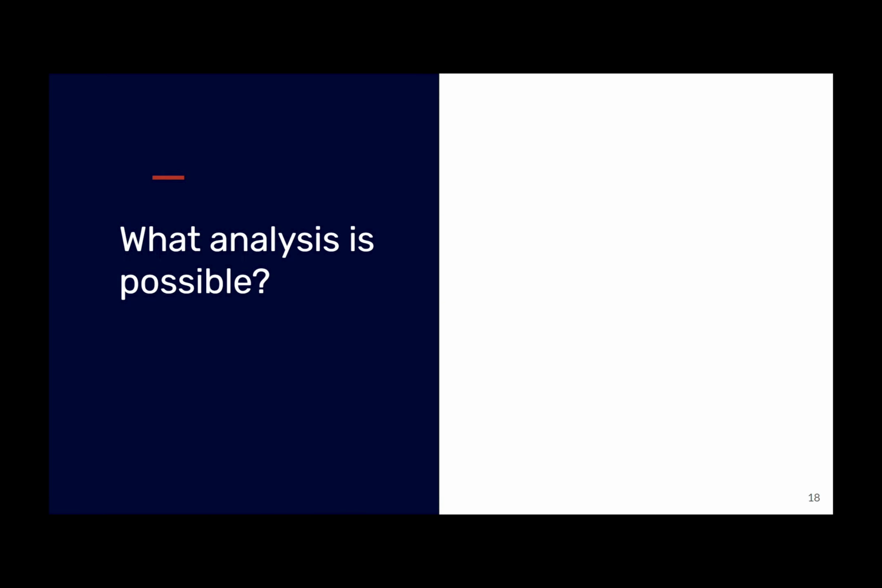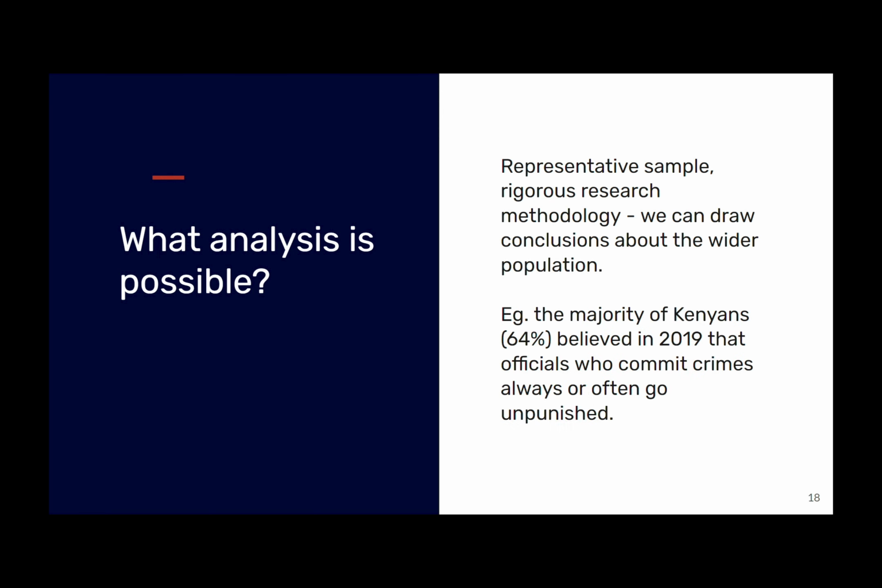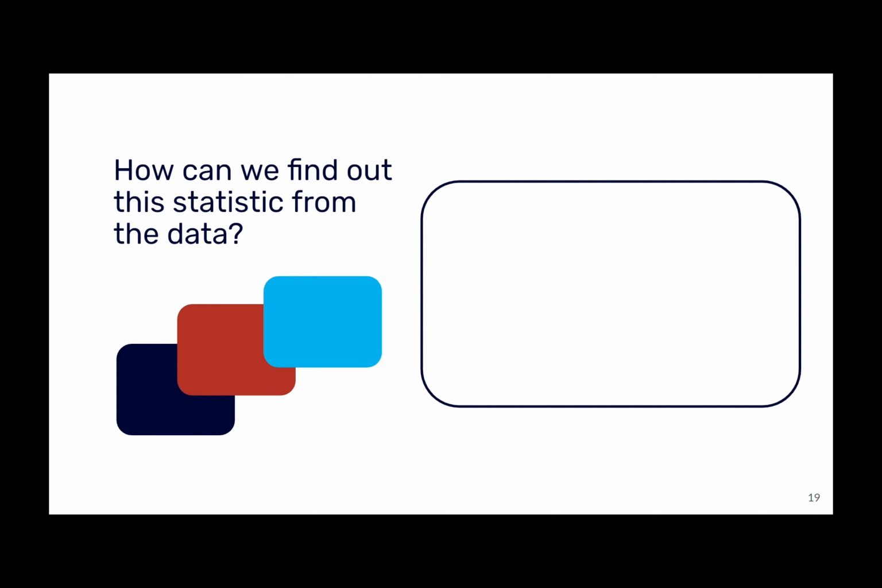So what analysis is possible on this data? With a representative sample and rigorous research methodology, we can draw conclusions about the wider population. For example, the majority of Kenyans, 64%, believed in 2019 that officials who commit crimes always or often go unpunished. So how can we find out this statistic from the data?